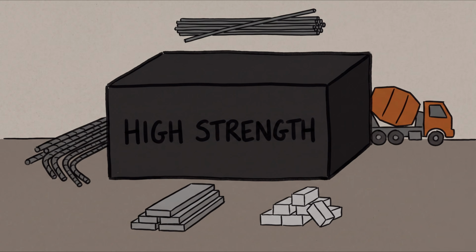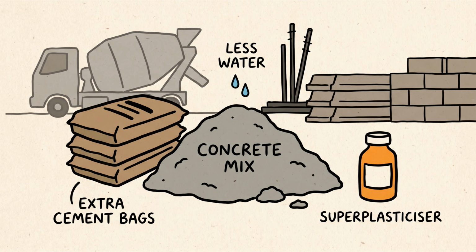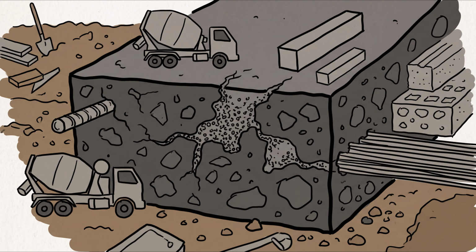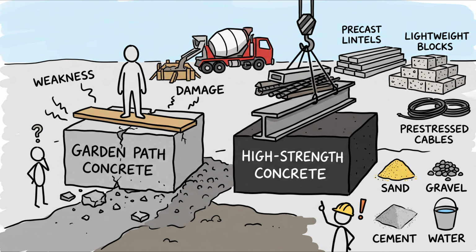Number 10. High-strength concrete. Standard concrete has a compressive strength of around 20 to 40 megapascals. High strength starts at 40 and goes above 120. It uses more cement, less water, and chemical additives called superplasticizers. Sometimes supplementary materials like silica fume that fill microscopic gaps between cement particles and make the concrete denser. High-strength concrete is used for high-rise columns, bridge piers, and dams. Same basic ingredients as the concrete in your garden path, but engineered to perform at a completely different level.